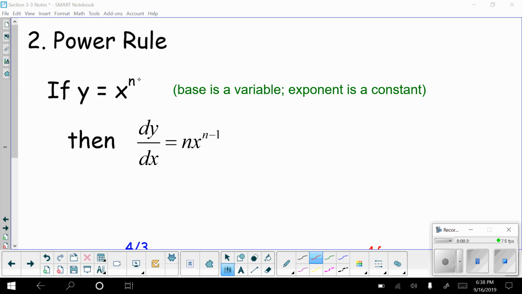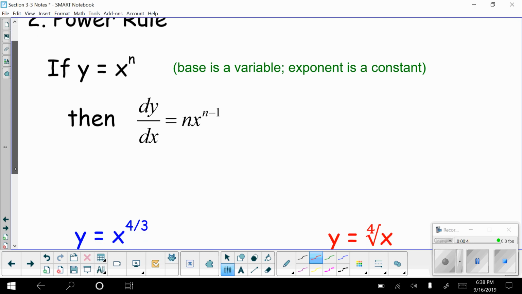And the way this works is for our derivative, the exponent comes down in front, and then we subtract 1 to get our new exponent. Big key here, the base never, ever, ever changes. So if our base was an x in the original function, the base stays an x. It's the exponent comes down and subtract 1 to get our new exponent.